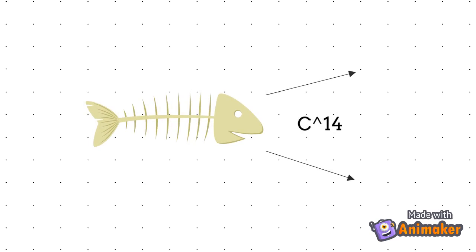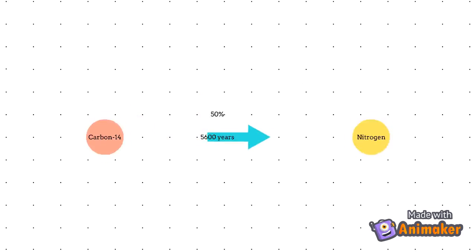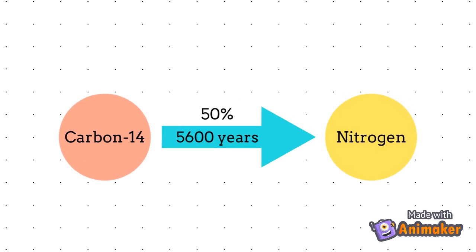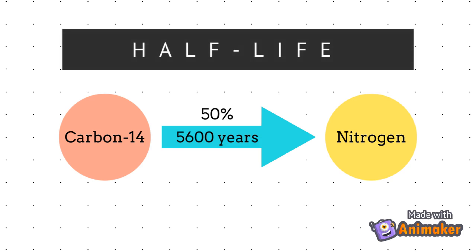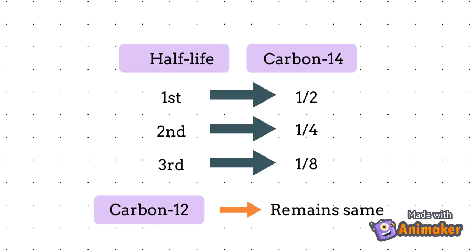Once an animal dies, the carbon-14 in its body will start to dissipate. In 5,600 years on average, about half of the carbon-14 will decay into nitrogen. This is called half-life. In the first half-life, the animal has about half of its original amount of carbon-14. In the next half-life, it will have a quarter. And after the next half-life, it will have 1/8 of its original amount. The carbon-14 will keep on decaying into nitrogen in every half-life at a constant rate. By contrast, the amount of carbon-12 will remain the same.